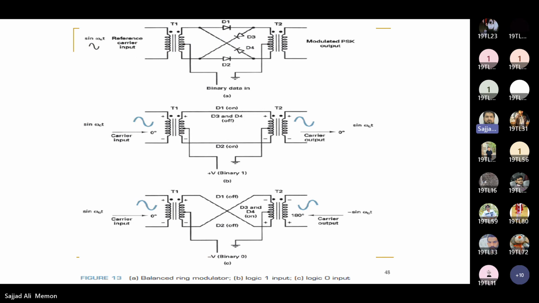So see, when we have sin omega c t as a reference carrier input, and we have a logic 1 as the input, that is binary 1, that will come out as sin omega c t. If it is 0, then it comes out as minus sin omega c t. So one is at 0 degrees and one is at 180 degrees. So from the carrier, we will know which angle is transmitting which information.